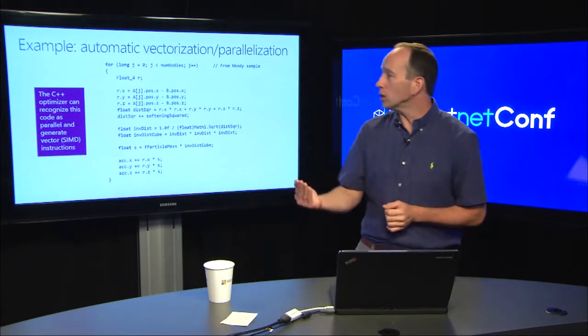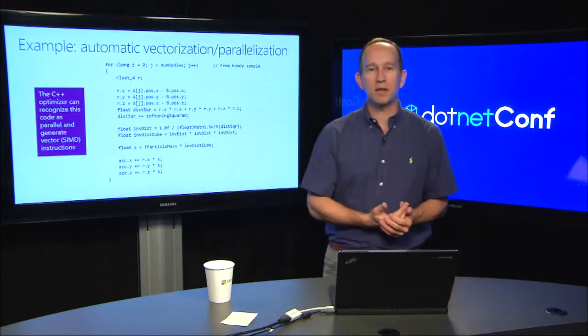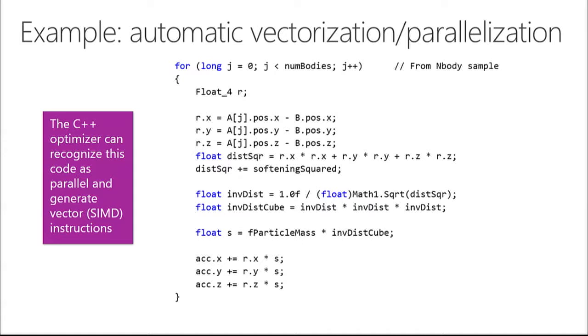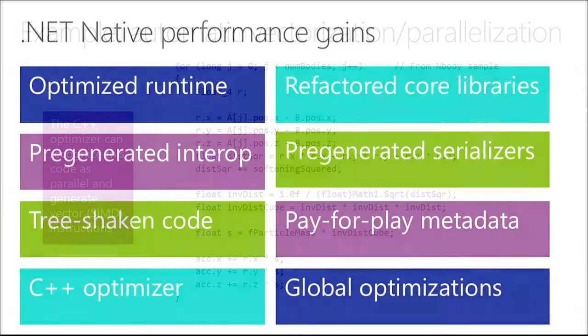Now, all of the optimizations that the C++ optimizer does right now are not enabled for .NET Native, but as we bring this up online, we're going to enable these optimizations in .NET Native. And then as the C++ team does their new work and brings in new innovative optimizations, they'll just be coming online automatically for .NET Native.